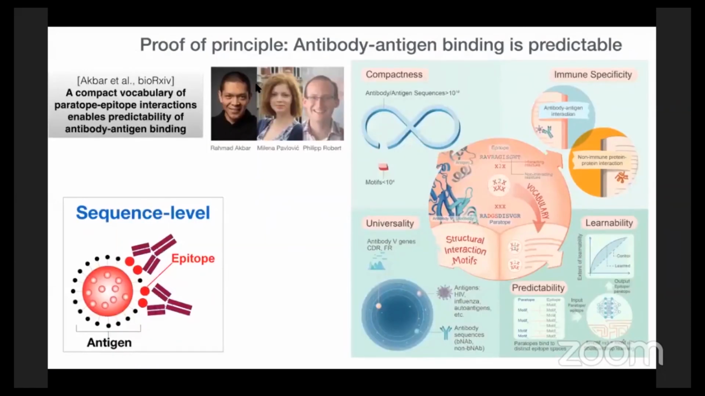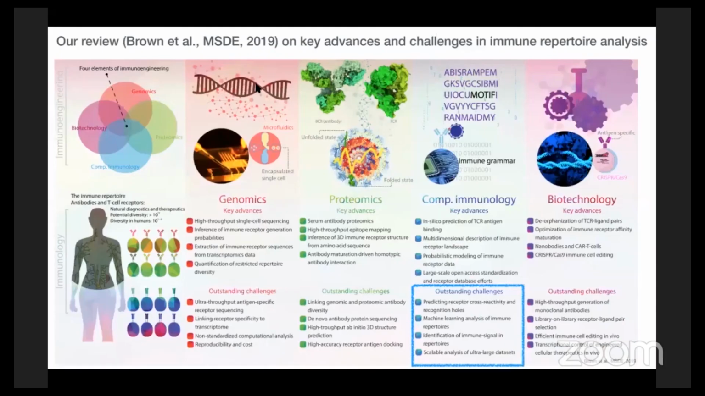And then we also recently put out a bioRxiv preprint where we showed for the first time, using network theory and machine learning, that antibody-antigen binding is predictable and hopefully will be better predictable once more data comes along. And we also summarized all of these outstanding challenges for immune receptor analysis and machine learning in a recent review.